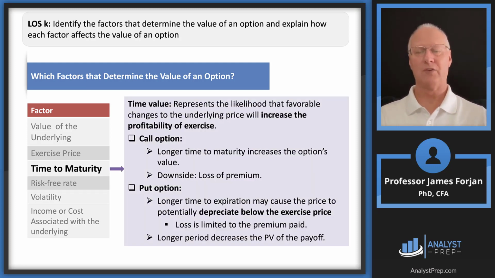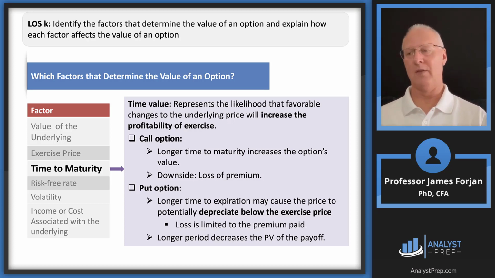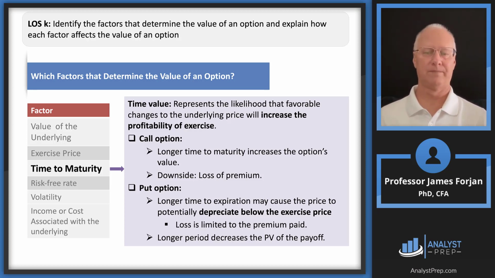Time to maturity, this is an easy one for both the call and the put. So time value increases with time. So of course, you're willing to pay more for a call option and a put option that expires in 24 months than one that expires in 2 months.